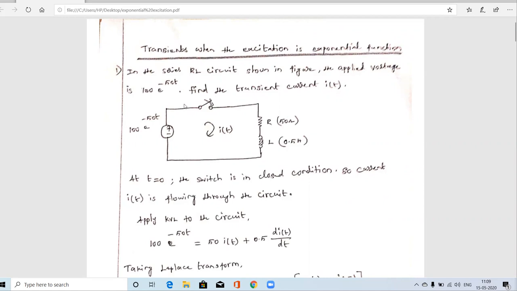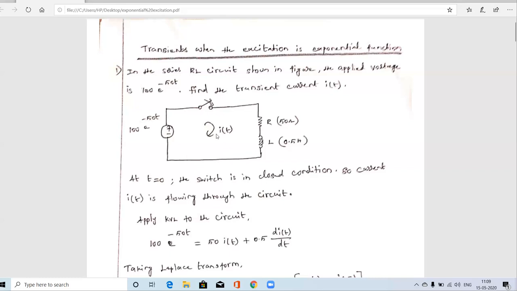Previously, for the same circuit, we gave DC input, unit step input, impulse input and sinusoidal input. Here the given input is an exponential input. We have to analyze what the transient current flowing through this circuit is when the input is this. That is our question. The procedure remains the same as the previous one.